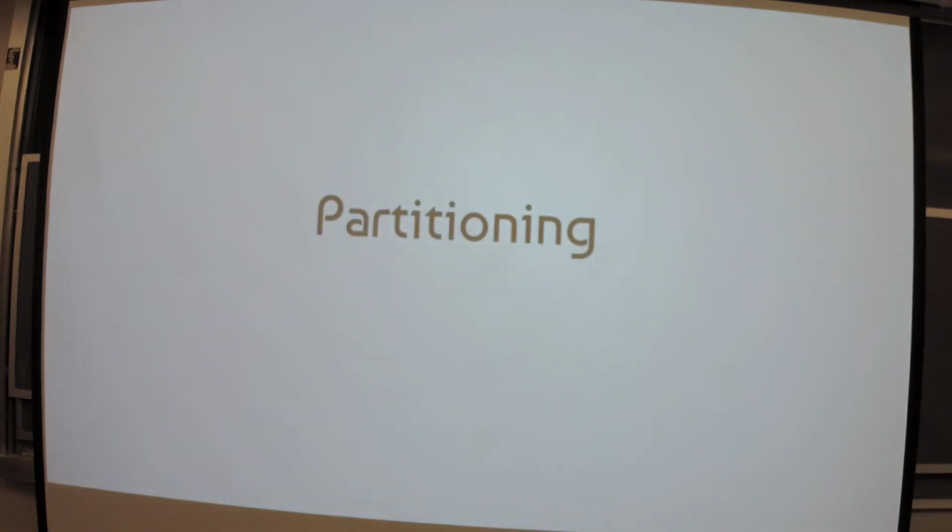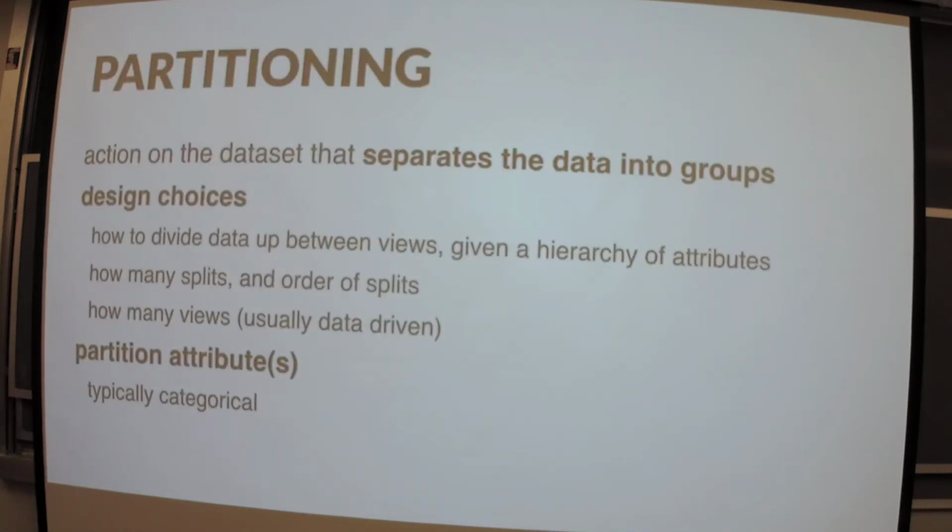Very related to these small multiples is partitioning. Partitioning is an action on a data set that separates the data into groups. But it's a little bit more generic in some sense, because you have a couple of design choices. How do you divide data up between views, given, for example, a hierarchy of attributes? How often do you want to split? What is the order of splits? And how many views do you want to create? Partitioning is usually something that you do based on a categorical variable. But if you have a numerical variable, you can also create bins, for example, to create partitions.